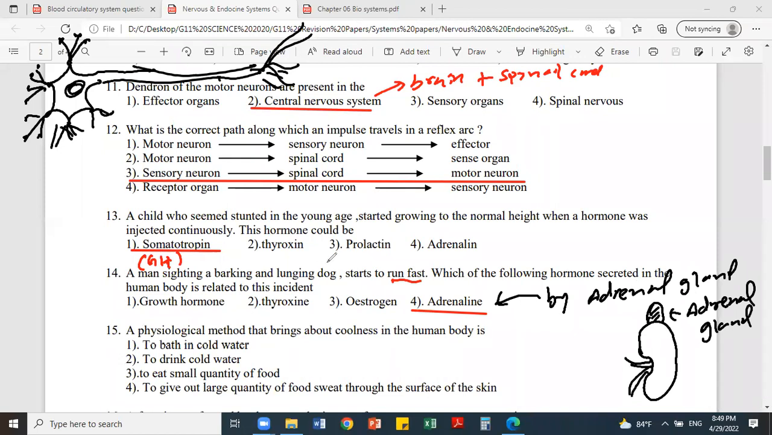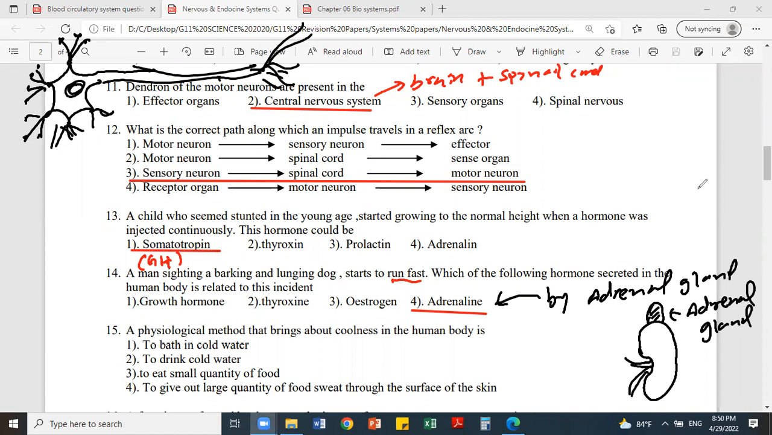Then number 15. Which physiological method brings about the coolness of the human body? That means by the body itself, not by external effort. Cooling of the body naturally by the body itself. Question number 15. Any volunteers? I'll ask the answer from Venuka.